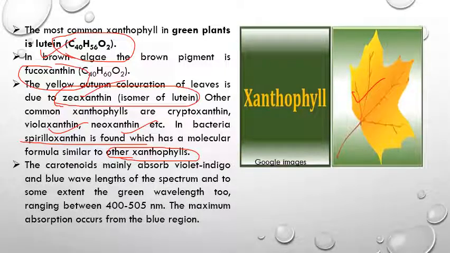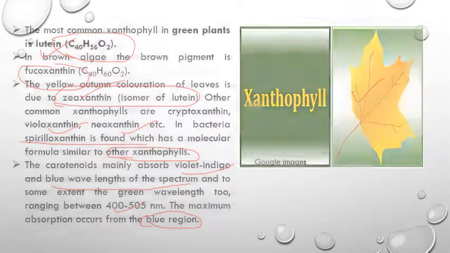Carotenoids mainly absorb violet, indigo, and blue wavelengths of the spectrum, and to some extent green wavelengths too, ranging between 400 to 505 nanometers. The maximum absorption occurs in the blue region. These are accessory pigments. They help in photosynthesis by absorbing those wavelengths of light which are not absorbed by chlorophyll.